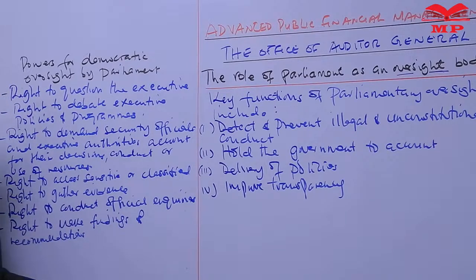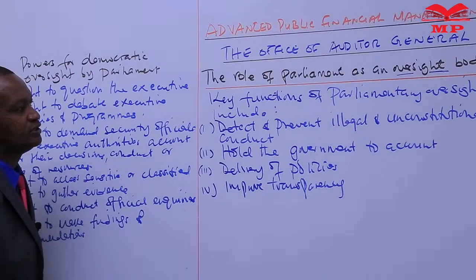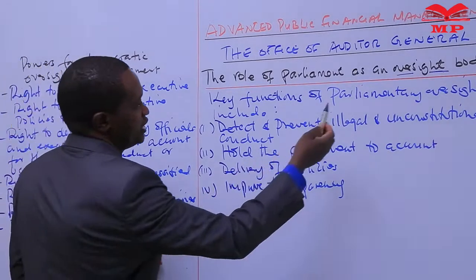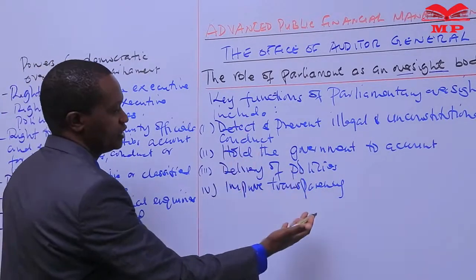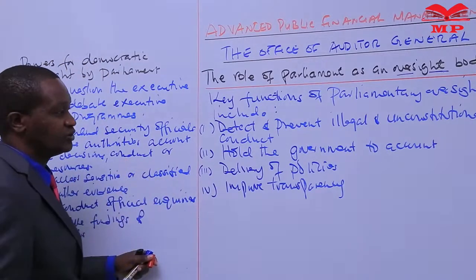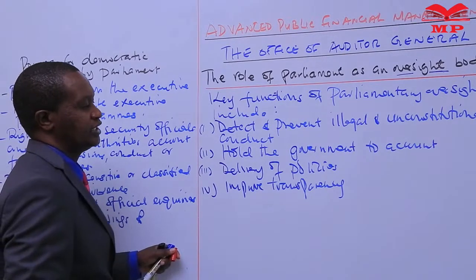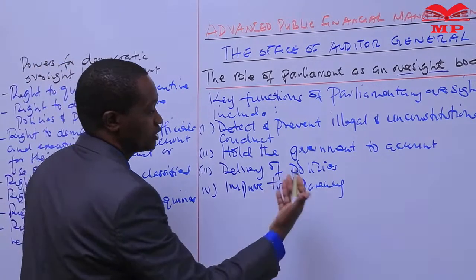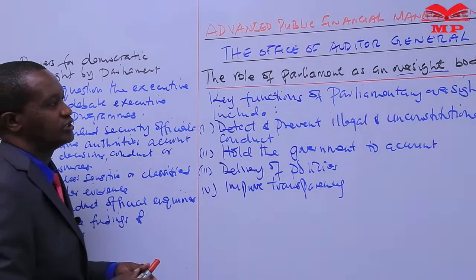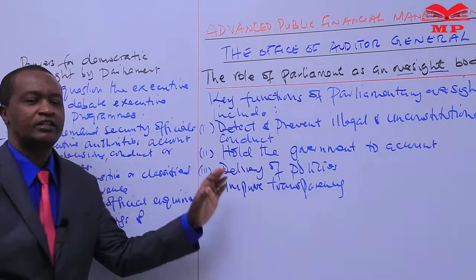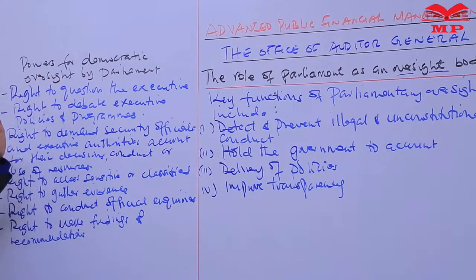We started by listing the functions of parliamentary oversight. The first function is to detect and prevent illegal or unconstitutional conduct, holding the government to account, ensuring that the government delivers on the policies that they have promised, and also improving transparency and so on. For the Parliament to carry out these functions, then Parliament needs to have certain powers. These are the powers for democratic oversight by Parliament.